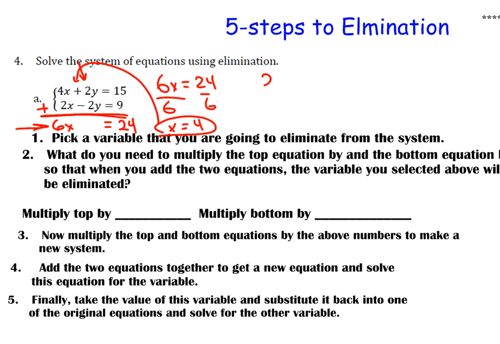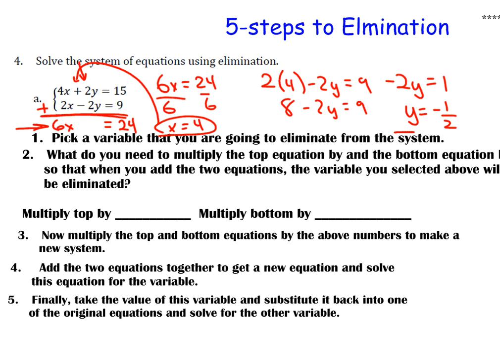So if I do the bottom one, 2 times 4 minus 2y equals 9. So that's 8. So negative 2y is going to equal 1. So y is going to equal negative 1/2. So there's my answers. 4 and negative 1/2.